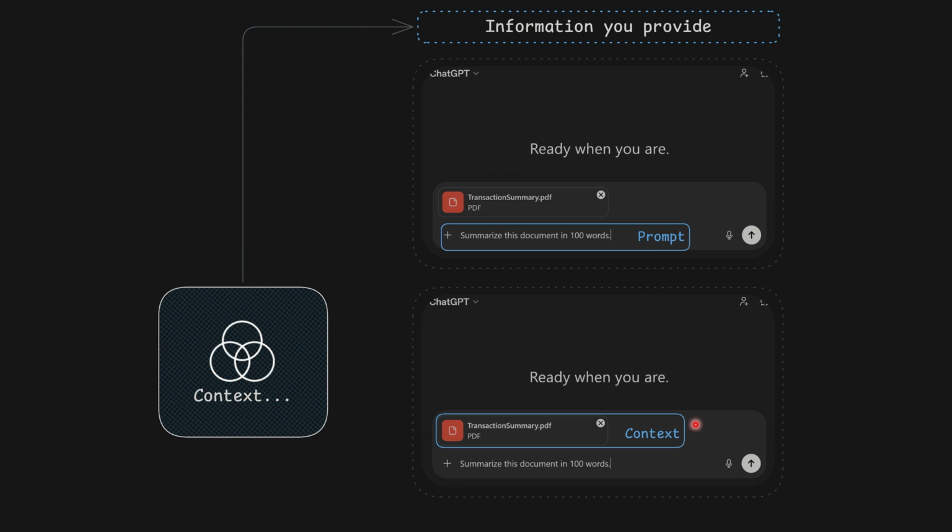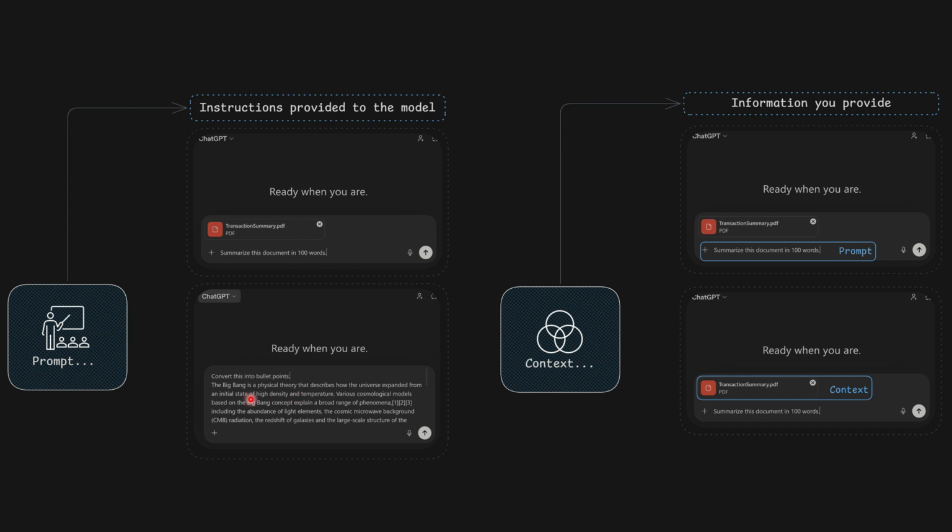So context is not something completely separate. It is part of the overall input. Think of it like this. Prompt tells the model what to do. Context tells the model what to work on. So far we have discussed prompt, context, and the difference between prompt and context. And this distinction becomes very important in real systems like document Q&A, RAG pipelines, coding assistants, and including AI agents.